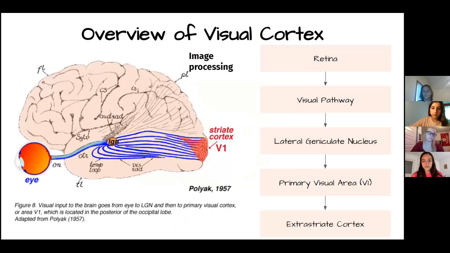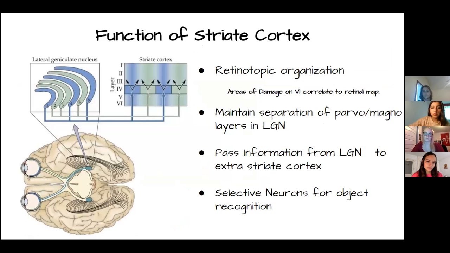So, a quick overview of the visual cortex. Information from light flows from the retina through the visual pathway, through the lateral geniculate nucleus and then through the optic radiation to primary visual area V1 and on to the rest of the extrastriate cortex. The function of the striate cortex is to pass information from the LGN to the rest of the extrastriate cortex. It has selective neurons for object recognition, so it's crucial for the early steps of object recognition and simple recognition.